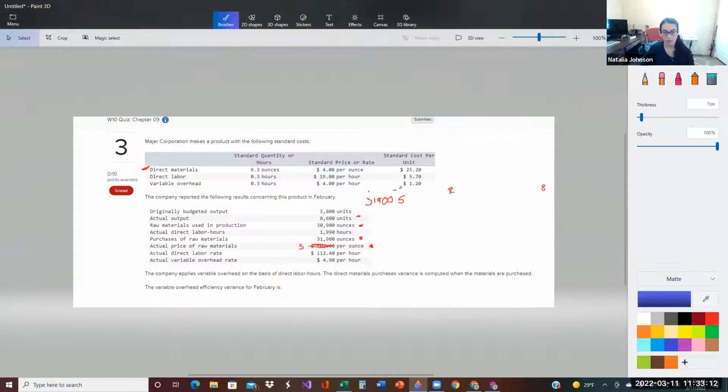So the actual price times actual quantity is 31,900 times 5, 159,500. Now the second column is actual quantity, so the same 31,900. And then standard price. You already said it's $4 per ounce. Multiply that and we get 127,600.